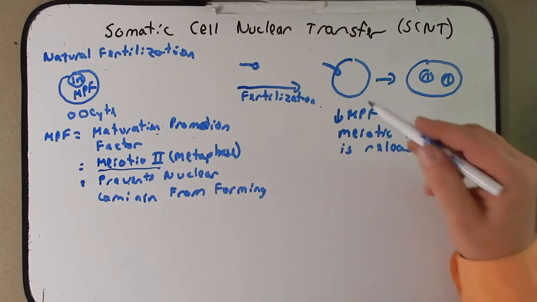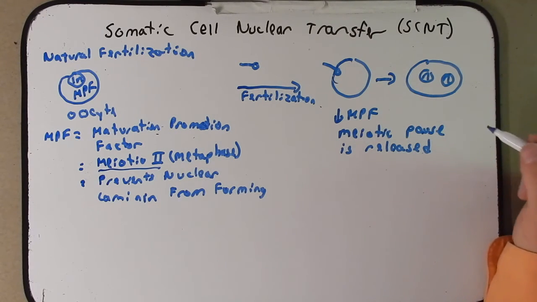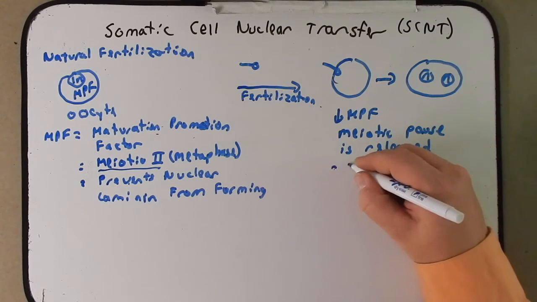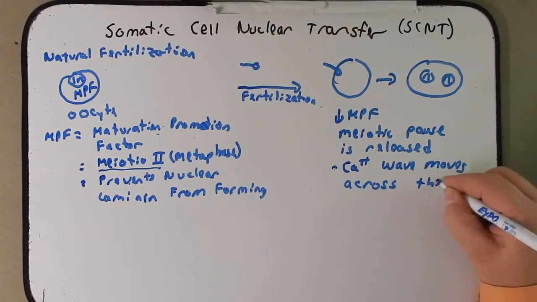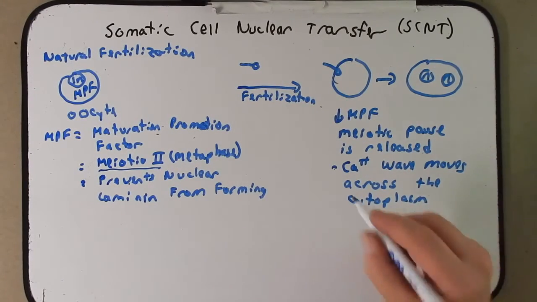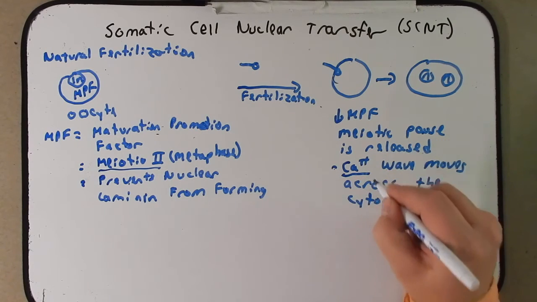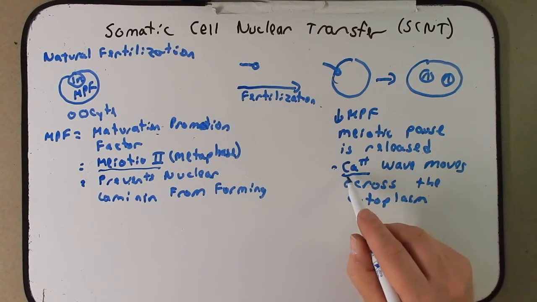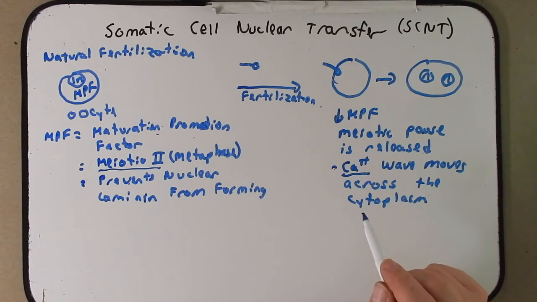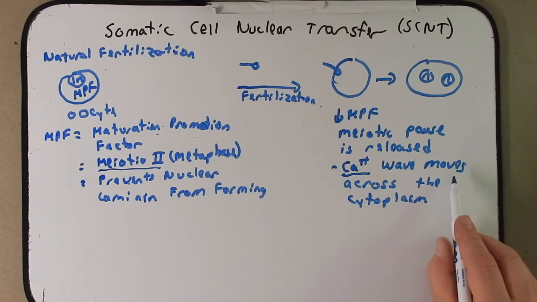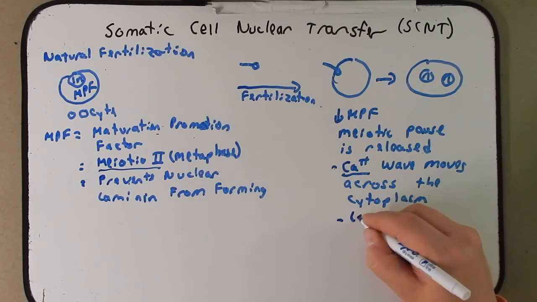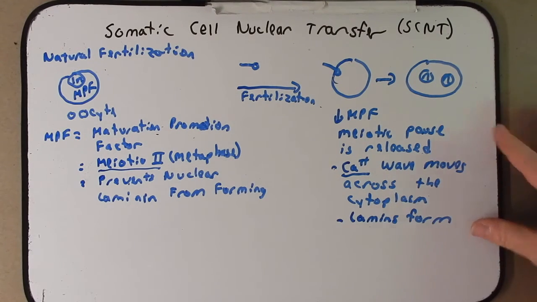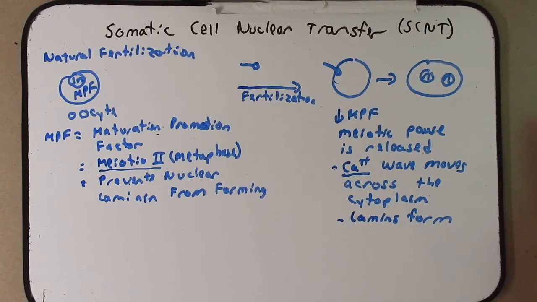But this doesn't just happen because the sperm entered the egg. When the sperm enters the egg, what happens is a calcium wave moves across the cytoplasm. It's a pretty quick wave, and if you've taken a cell biology class, or a developmental biology class, which I would highly recommend, this calcium is a very important second messenger for many different cell signaling pathways. And so as this calcium wave occurs, it decreases MPF, which allows the meiotic pause to be released, and now the lamins form.